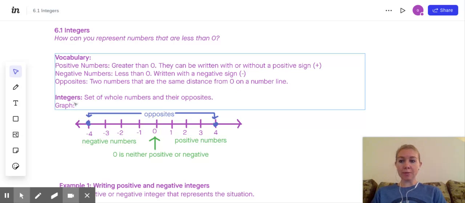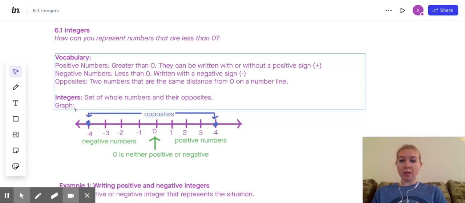And the last vocabulary word is integers, which are a set of whole numbers and their opposites. So the key word in this is whole numbers. It's kind of like a fancy word for numbers, but we think of sometimes numbers have like a decimal point. That would not be an integer. An integer are whole numbers, but they're positive or negative.